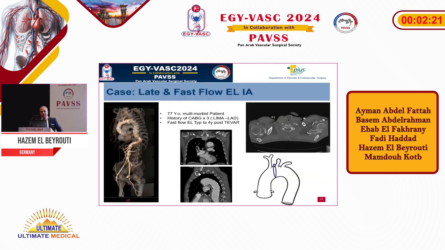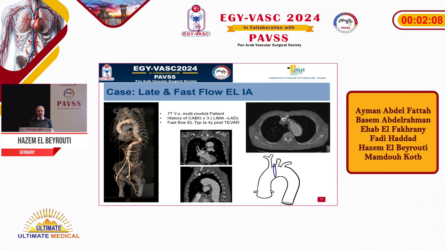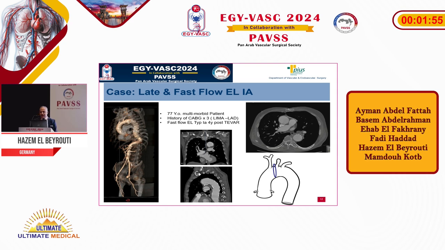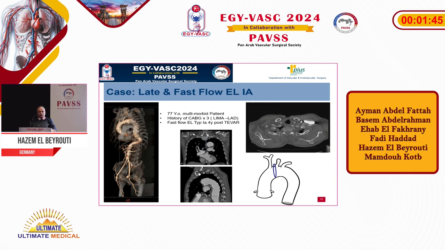I would like to present a case for today: a 77-year-old multimorbid patient with a history of 3 CABGs, LIMA to LAD, and 2 venous CABGs from the ascending aorta to the CX and right coronary artery. This patient underwent a TEVAR in zone 3 for a penetrating aortic ulcer, and after 4 years, a contrast-enhanced CT angiography revealed a fast flow asymptomatic type 1A endoleak.